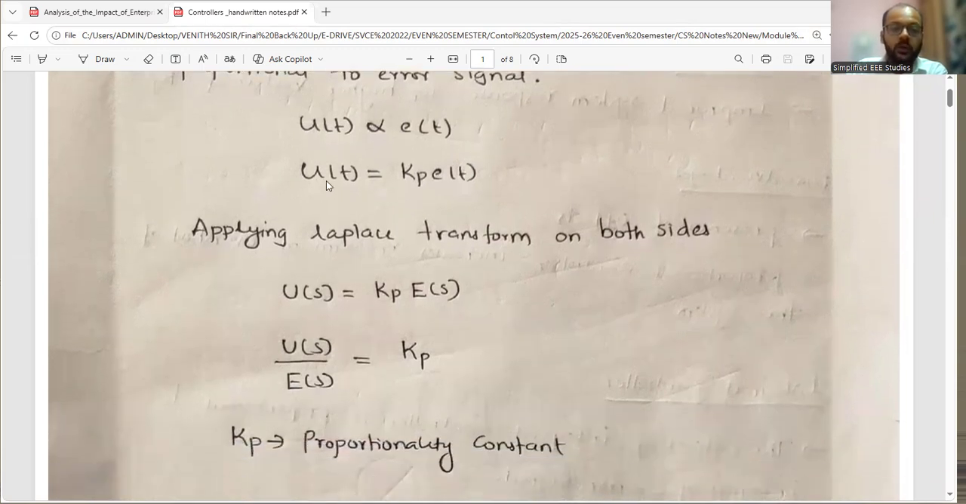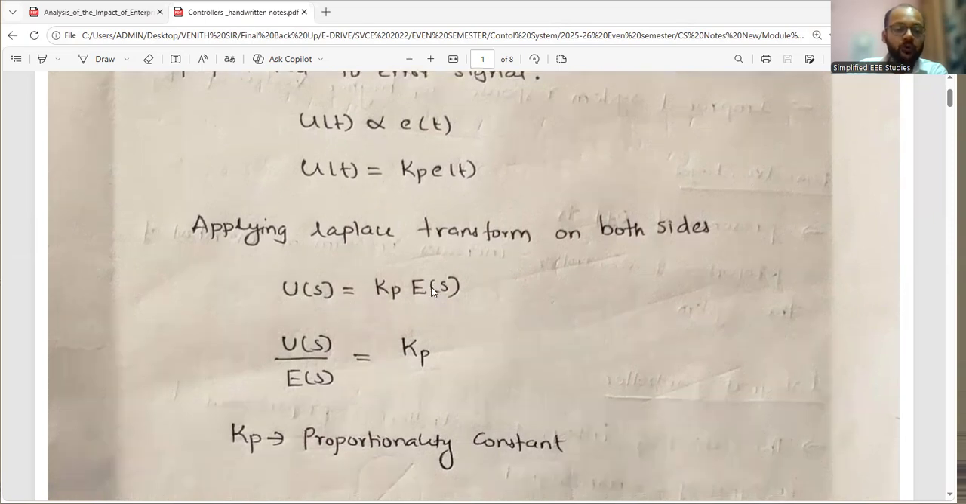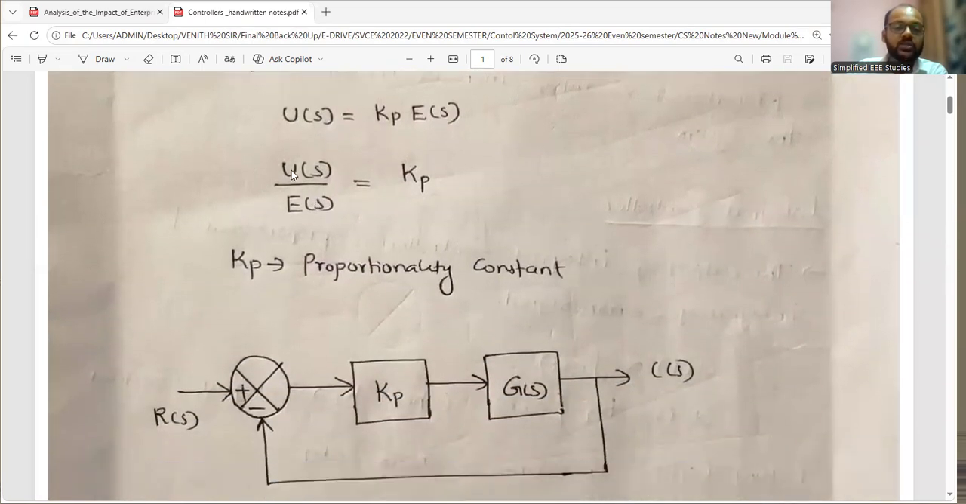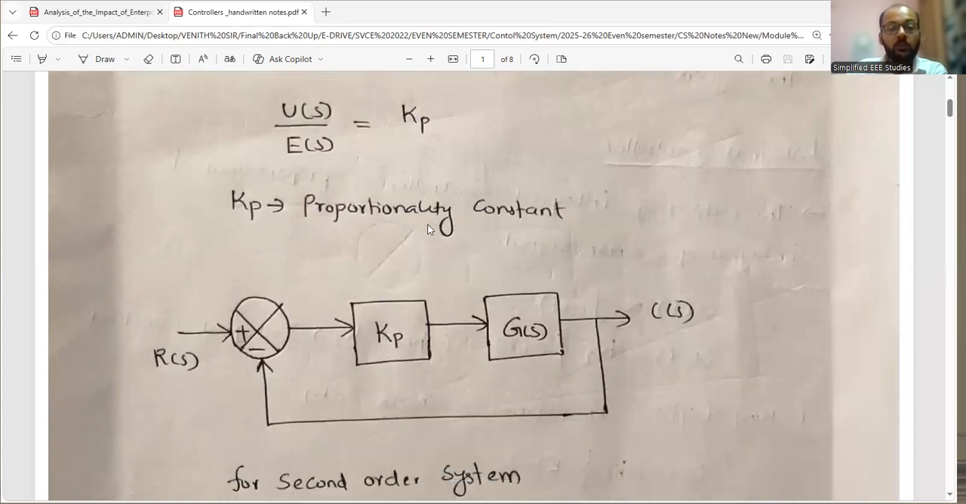Now, if you want to convert into the S domain, you can take the Laplace transform on both sides. L of U of t becomes U of S. L of Kp into E of t becomes Kp into E of S. Therefore, taking the ratio, U of S by E of S is equal to Kp. Kp is known as the proportionality constant, that you have to remember.